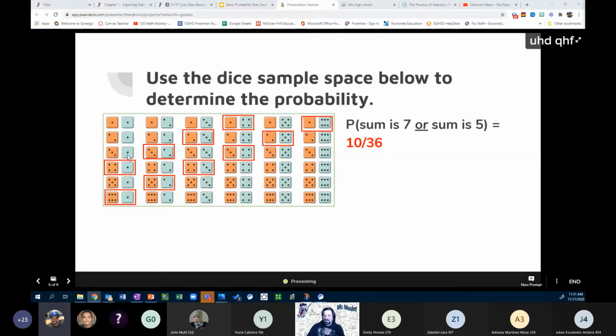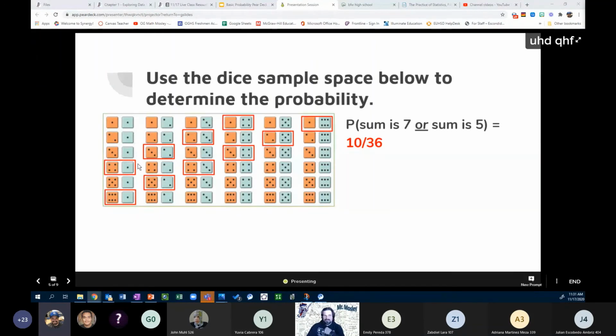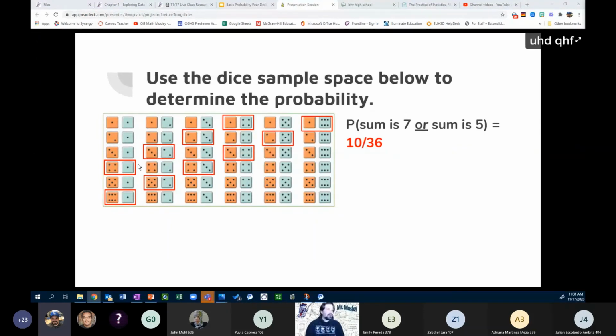This is an example of events that are mutually exclusive, or disjoint. There's no pair of dice whose sum is 7 and whose sum is 5. So they are mutually exclusive. When we want the probability of one of those 2 events happening, the or situation, we add the probability of each of those events, which is 6 out of 36 plus 4 out of 36. Anything I can clarify?